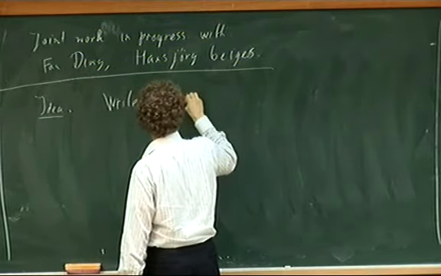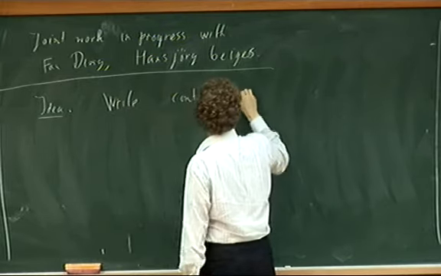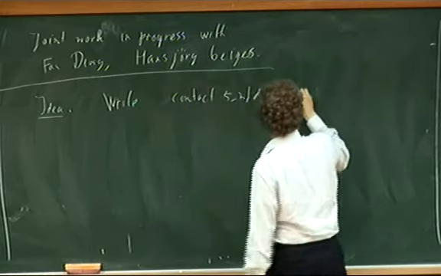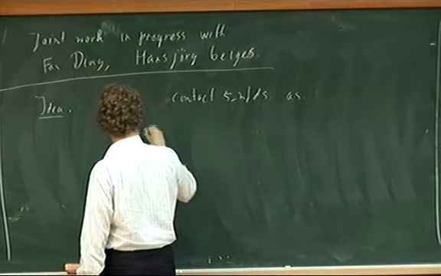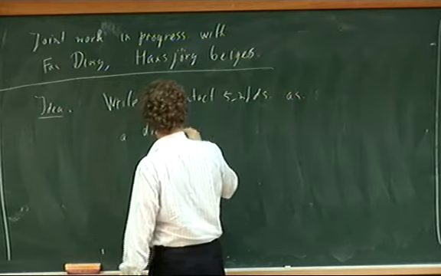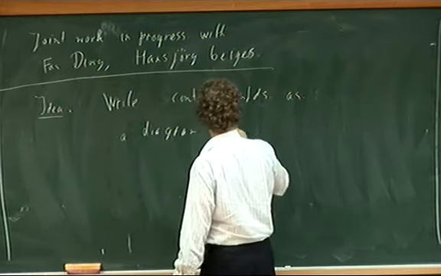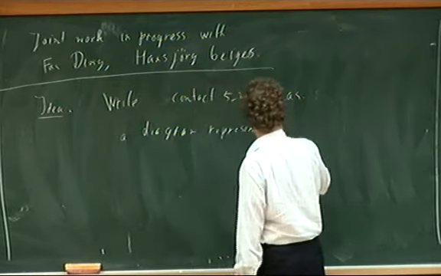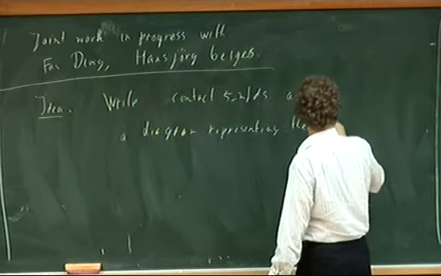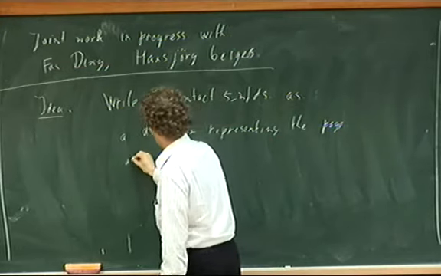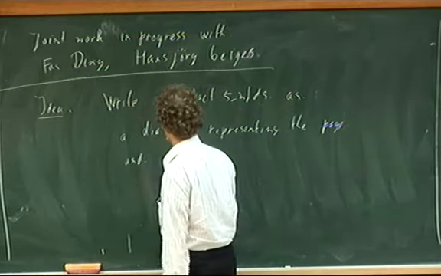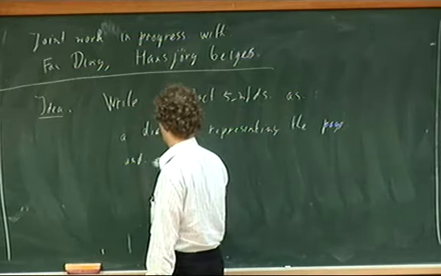Write contact 5-manifolds as a diagram representing the page. And, well, okay, we need additional data for the monodromy.